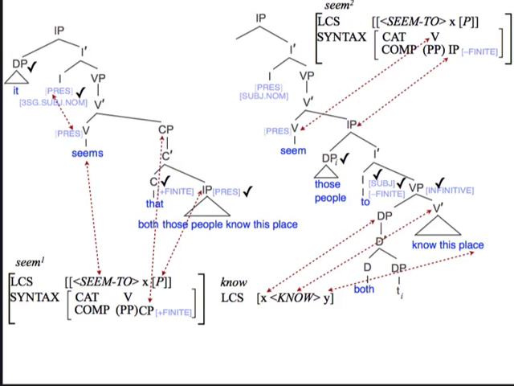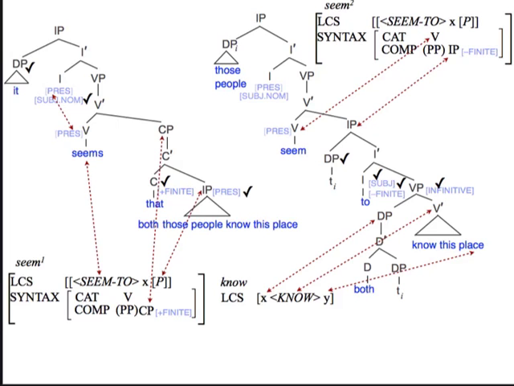Because we have to satisfy all of the grammatical constraints. We move it up to that position. Those people seem to both know this place is fine, right? And notice that it means the same thing, so this is cool, right? This is consistent with what we've been saying. It makes sense to have DPs that are subjects of verbs start out in the specifier of VP slot.